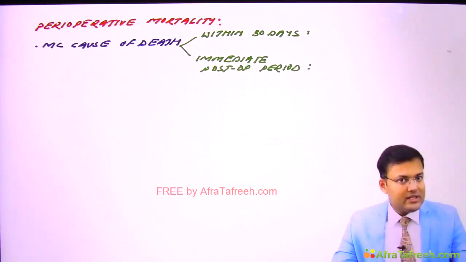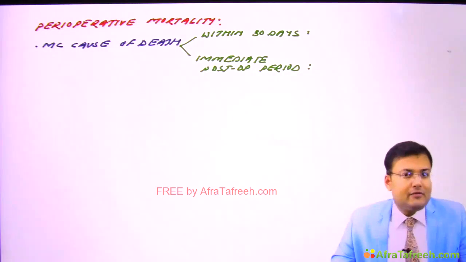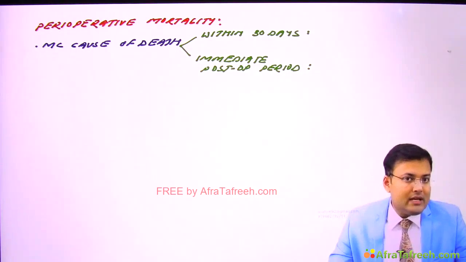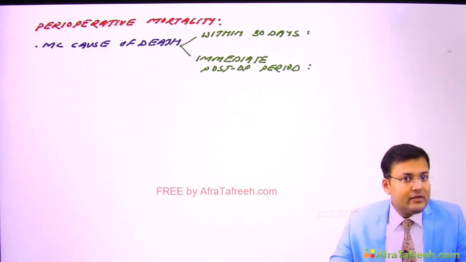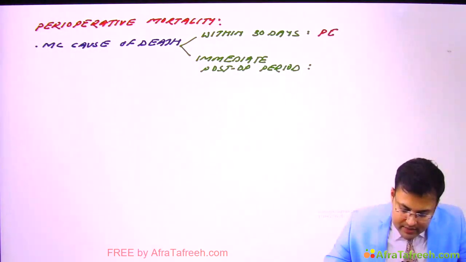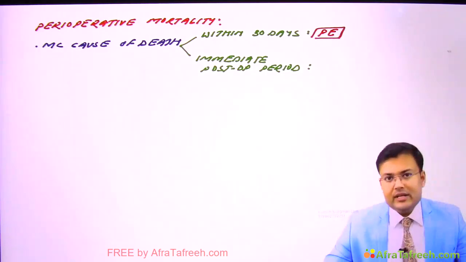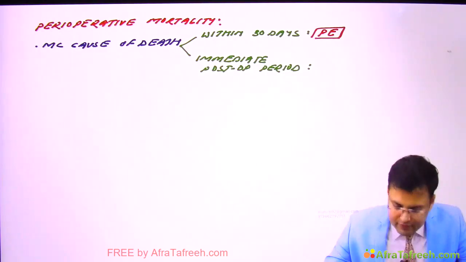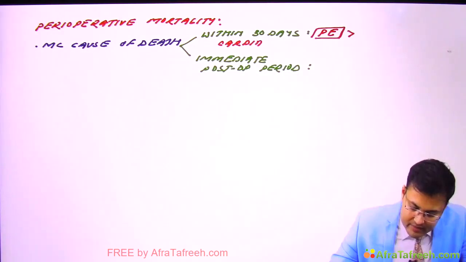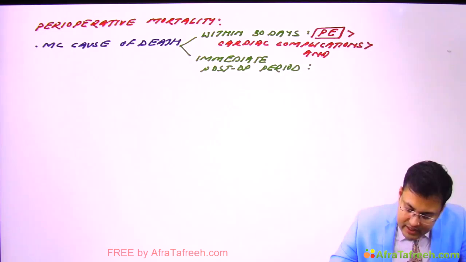So what's the problem with the patient? The patient has obesity, and obesity is a risk factor for DVT. And what happens after massive surgery? The patient is immobilized. So there is increased risk of DVT, and because of this, there is increased risk of pulmonary embolism. So overall, the most common cause of death within 30 days of surgery is pulmonary embolism, followed by cardiac complications, followed by anastomotic leak.